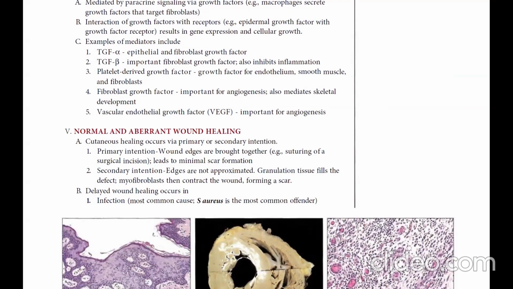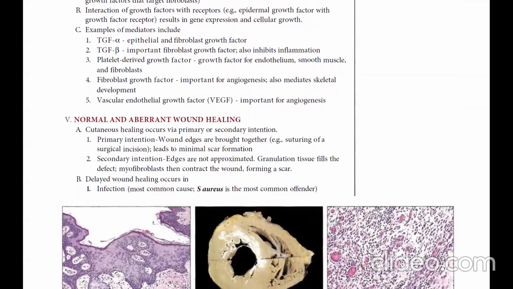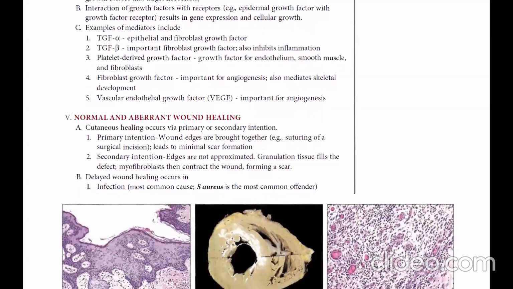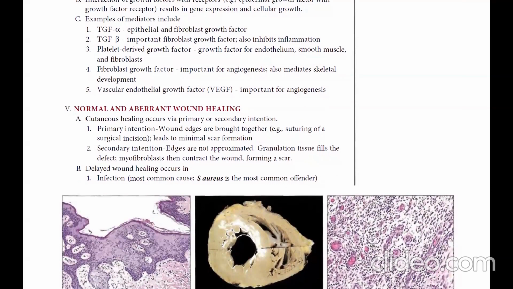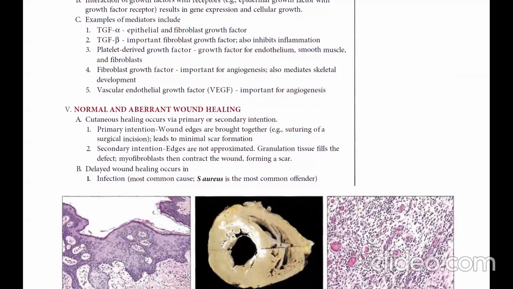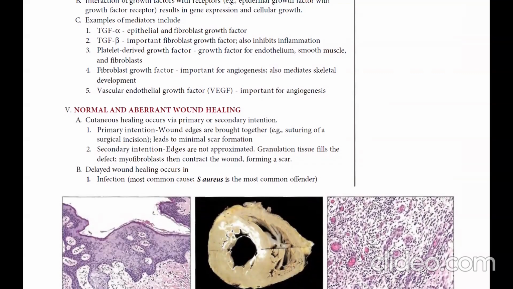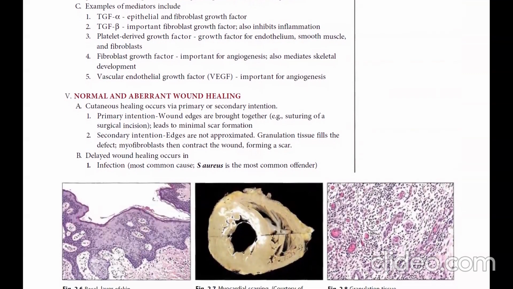Normal and aberrant wound healing. Cutaneous healing occurs via primary and secondary intention. In primary intention, wound edges are brought together. Suture of a surgical incision leads to minimal scar formation. In secondary intention, edges are not approximated. Granulation tissue fills the defect, and myofibroblasts then contract the wound, forming a scar.